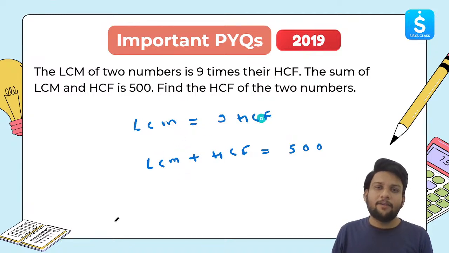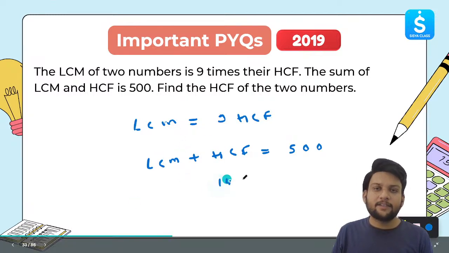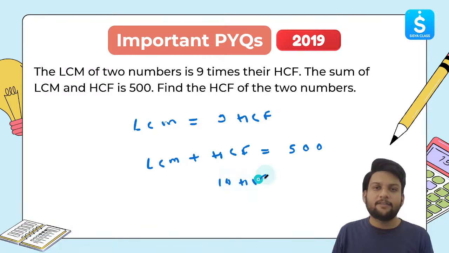LCM is 9 times HCF, so I will put 9 times 1 times 10 HCF is 500. HCF will be what? Come on, don't make me write. I hate writing. HCF will become 500 by 10, that is 50.